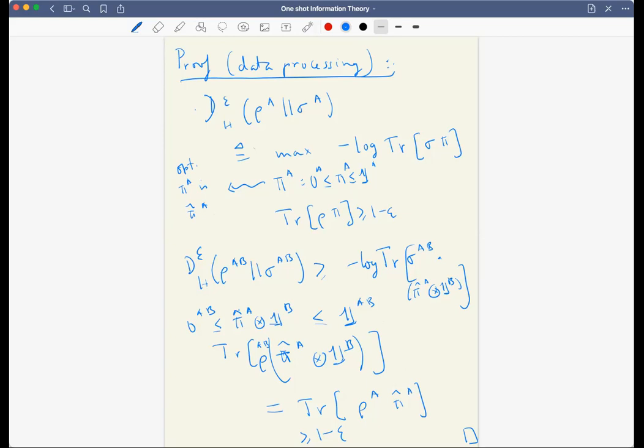Yeah, good. So you can see how easy it was to prove the data processing inequality for D epsilon H, whereas we still haven't managed to prove it for D, the Shannon relative entropy. So we'll go there. But before that, let us do some.